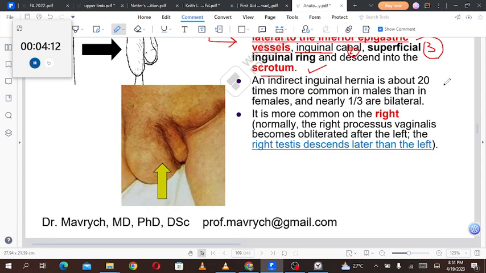Okay, and indirect inguinal hernia is about 20 times more common in males than in females, and nearly one third are bilateral. Then it is more common on the right. Normally, the right processus vaginalis becomes obliterated after the left. So if it is unilateral, although one third of them are bilateral, it is more common on the right side because the right processus vaginalis becomes obliterated later than the left one. The right testis descends later than the left. So the right processus vaginalis obliterates after the left one, and there is a chance of development of inguinal hernia on the right side.